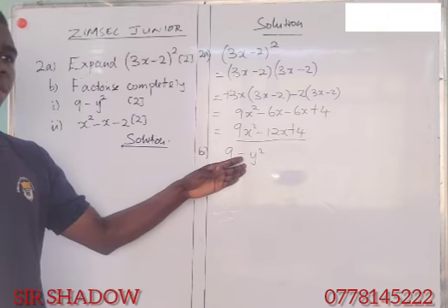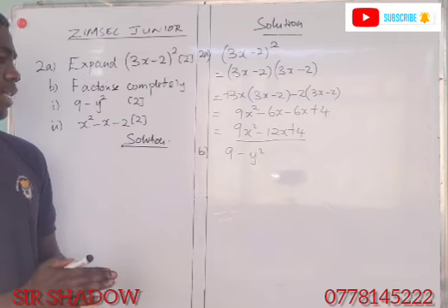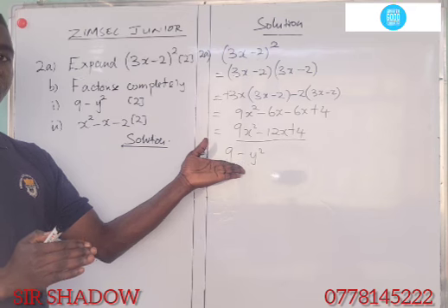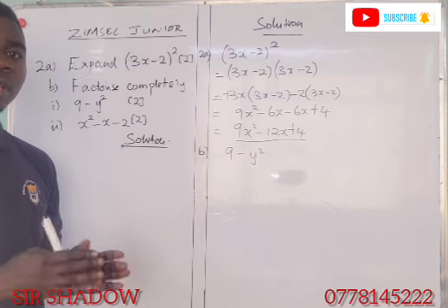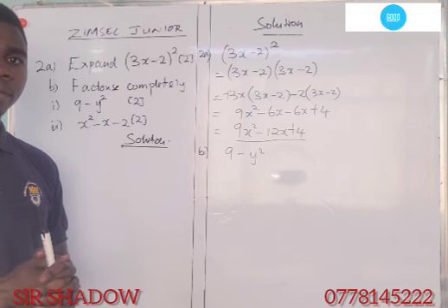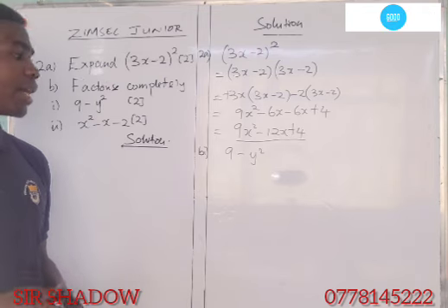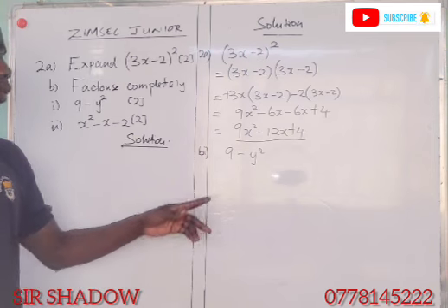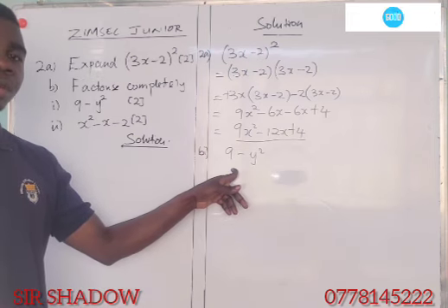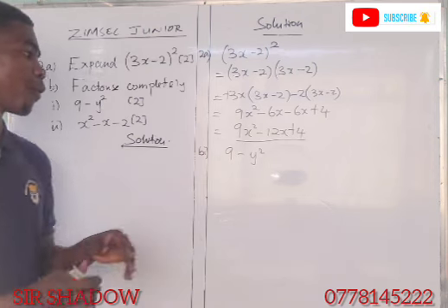There are several ways we can apply to factorize, but just note that this concept of factorization falls under the difference of two squares. Difference of two squares just means we have two signs, a positive sign and a negative sign, one taking the positive and the other taking the negative sign. Since this is a difference of two squares, let's find the square root of 9 and also the square root of y squared.